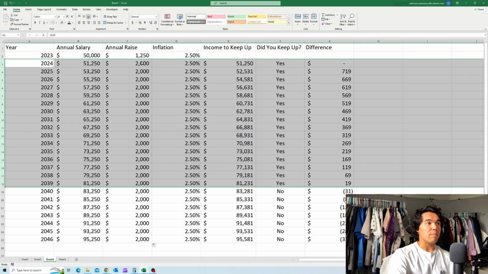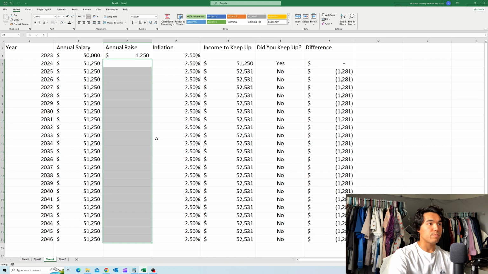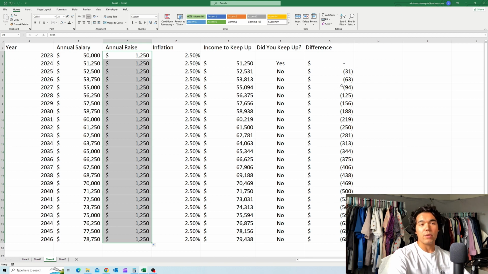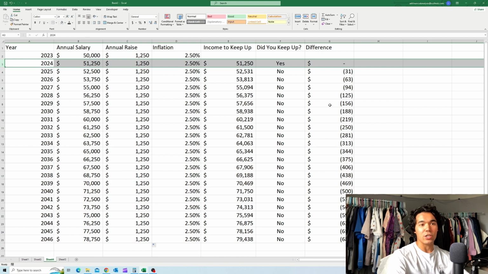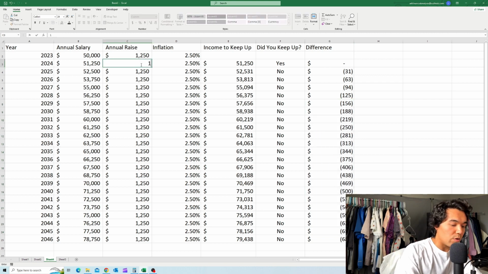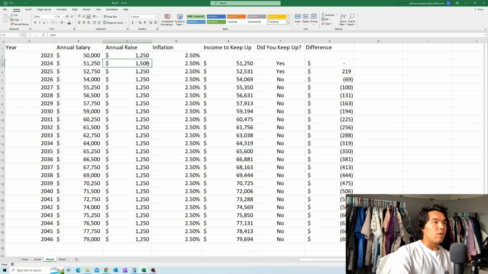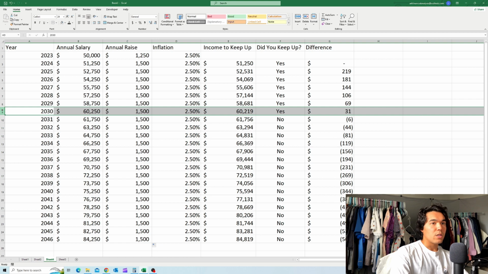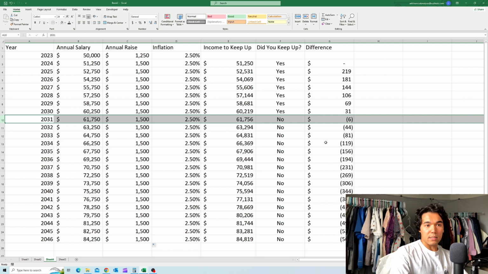So let's change these to maybe we'll just keep it at 1,250, right? So clearly, every single year except for the first year where they matched inflation, he's behind, right? He's not even with inflation. He's actually behind it. So if we change this to something a little bit more, maybe 1,500 or something like that, he'll beat it for a little bit, right? Up until 2030, he's beating it by a little bit, but then right in 2031, he starts to go the other direction. So there's a few different ways that you can interpret this.